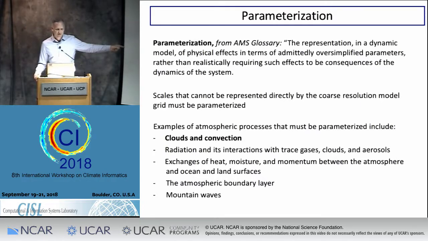But it's not only clouds and convection in global models that must be parameterized. We also have to parameterize radiation and its interactions with trace gases, clouds, and aerosols. We have to parameterize exchanges of heat, moisture, and momentum between the atmosphere and ocean and land surfaces. We have to parameterize the atmospheric boundary layer, the lowest kilometer or two of the atmosphere. And there are other things we also have to parameterize, for example, mountain waves that we see around here. But clouds and convection are near and dear to my heart, and I think they're the most critical parameterization problem we have, at least in atmospheric science, in the context of climate modeling.